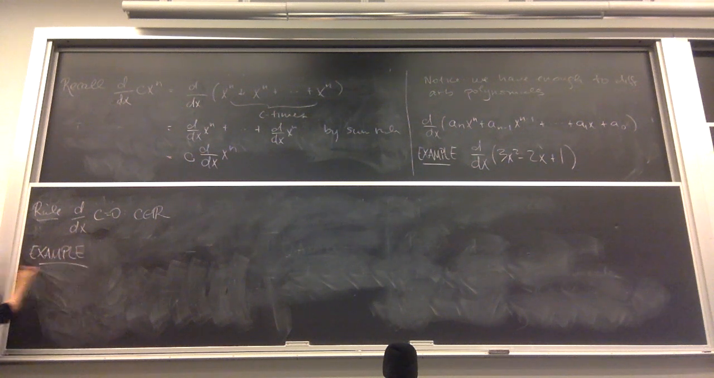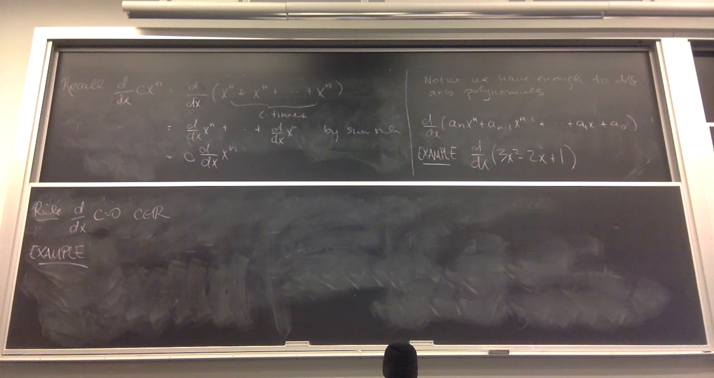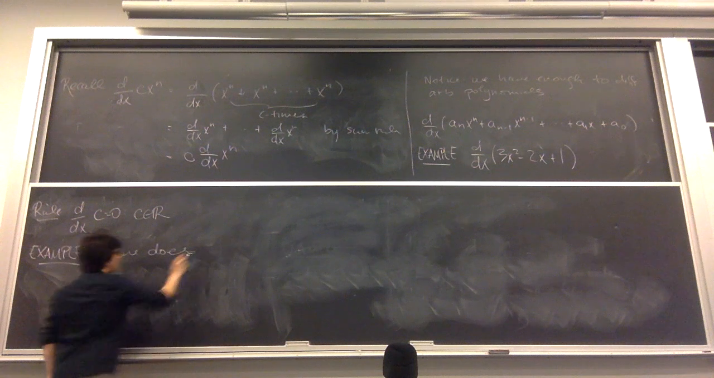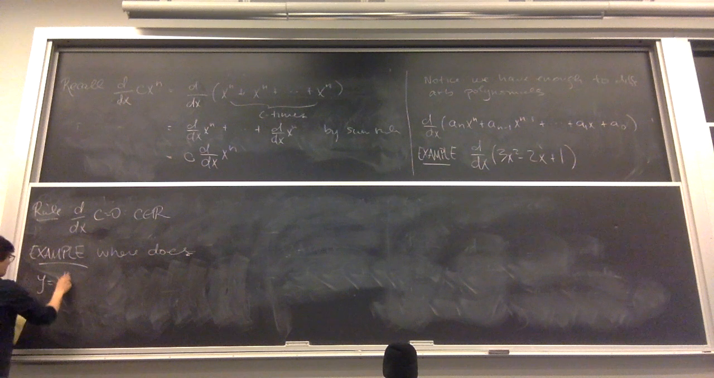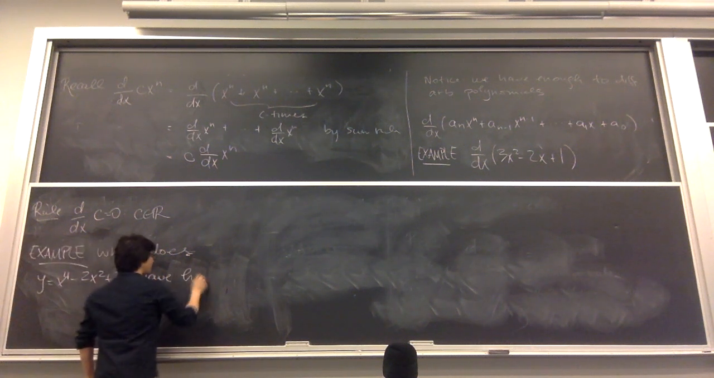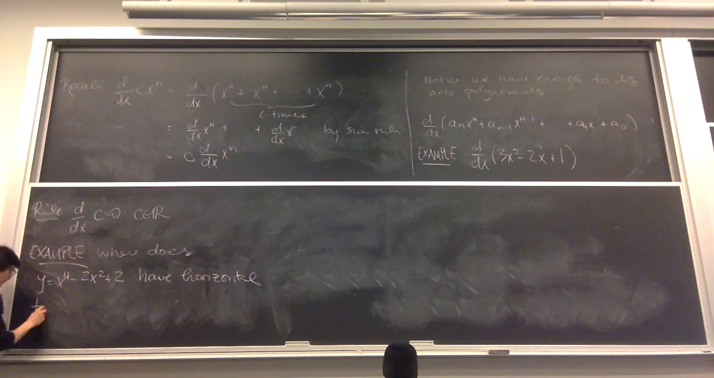I would never ask you on a midterm or test or final to take the derivative of that polynomial. That's far too easy of a question. That's a mechanics question, boring. What I would ask you instead is something like this. Where does y equal x to the 4 minus 2x squared plus 2 have horizontal tangents? Could you do this one?